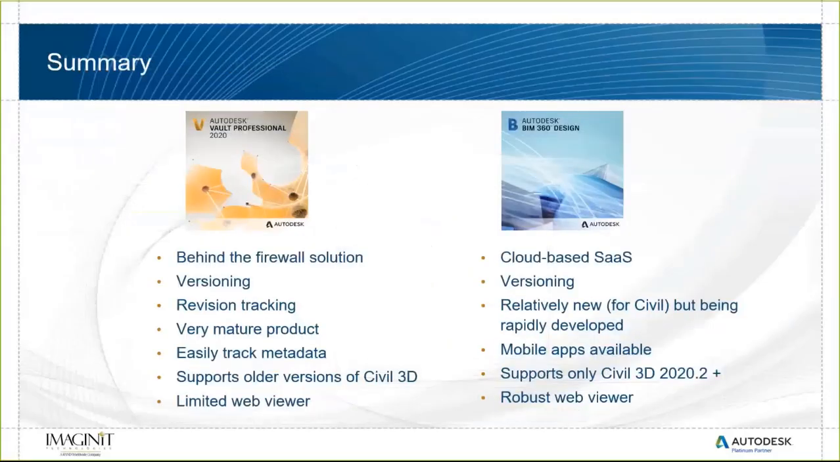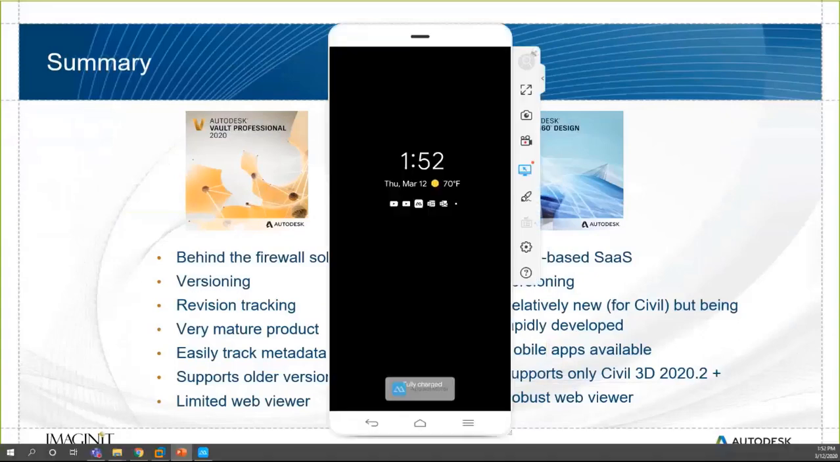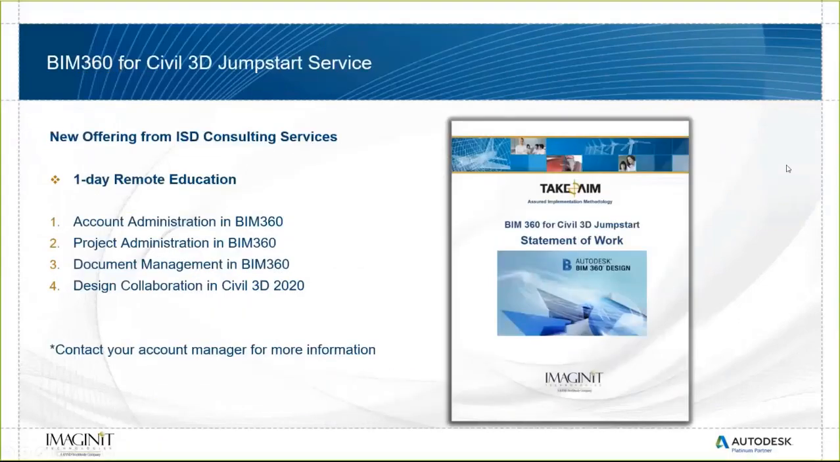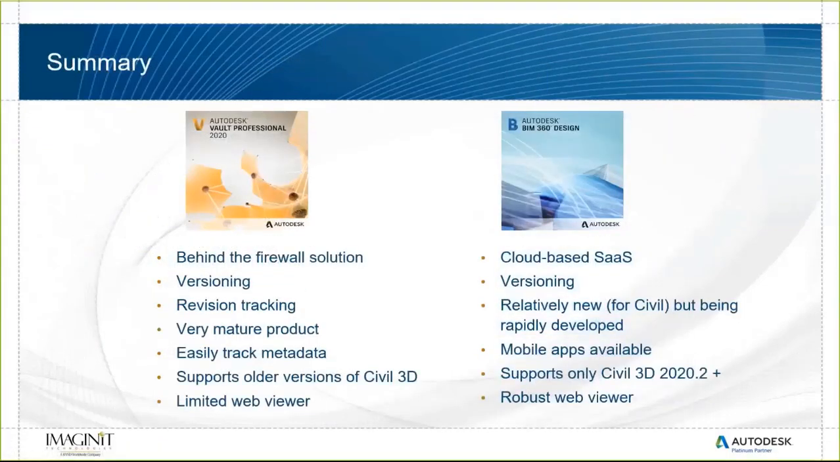So just in summary, here's a really quick side by side of the two products. Vault being behind the firewall. BIM360 being cloud-based, software as a service. They both do versioning. Vault has a concept of revision tracking. Maybe in our world, that's 30, 60, 90%, 100% submittals. Vault is a very mature product. It's been around for a very long time.